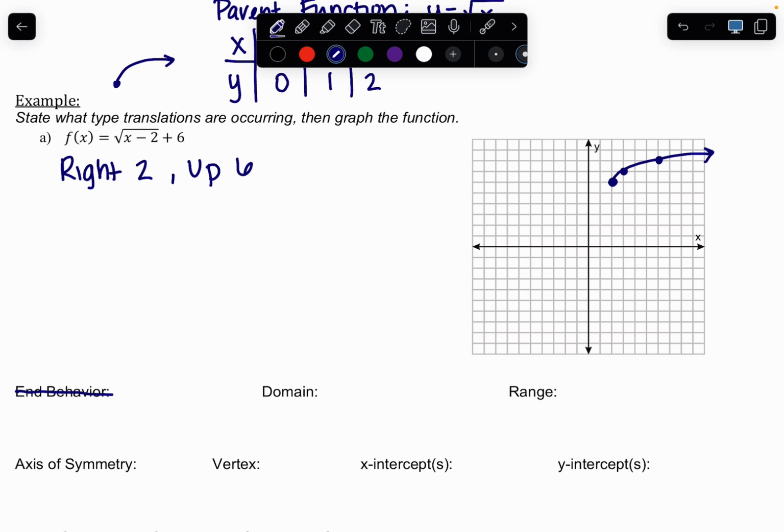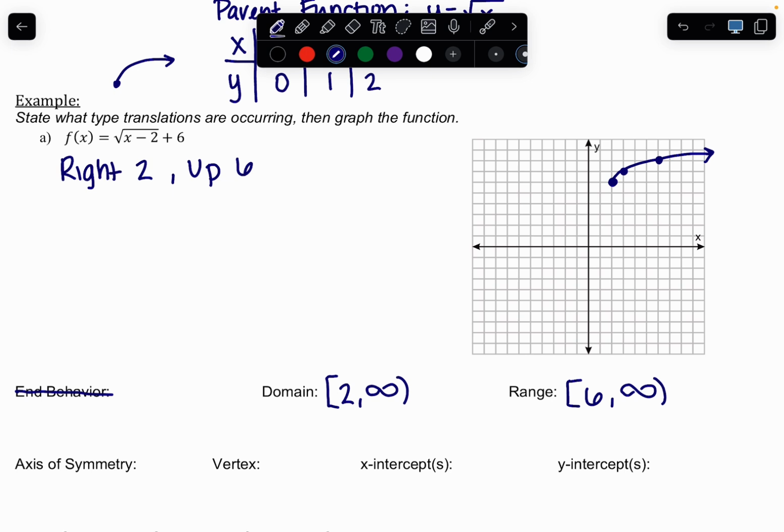Domain. 2 to infinity. 2 has a bracket. Good. Okay, range. What's our lowest y value? 6. Going up to infinity. Good.